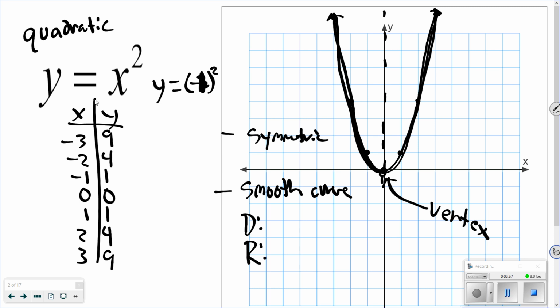So our domain is the x value. So if you're picturing how far to the right and left does this graph go? Well, the graph keeps going left forever and it keeps going right forever. So the domain is -infinity to infinity.